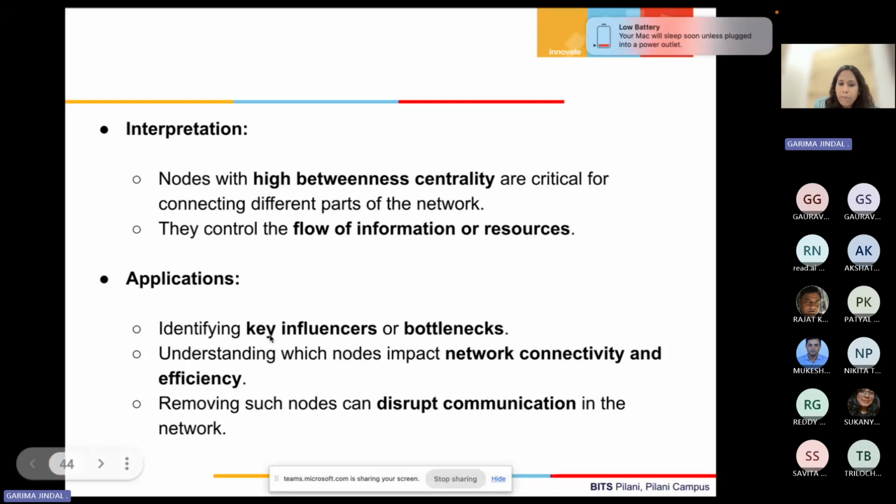So yeah, what are the applications? The application is that it helps you to identify the bottlenecks and the key influencers. So it identifies those people who are important for connecting two different groups. And for example, in a road network, if you remove the resources from a particular road that has high betweenness centrality, it can disrupt the communication between the networks.